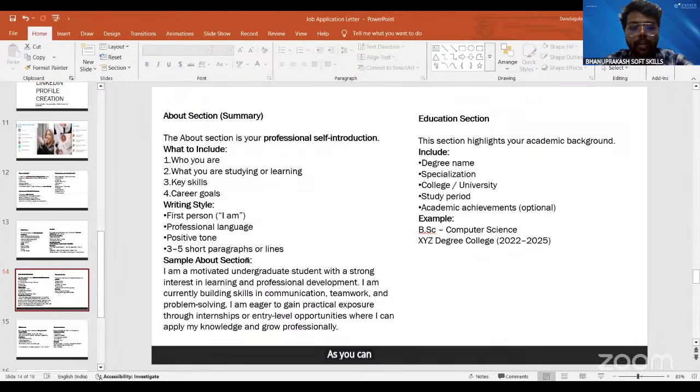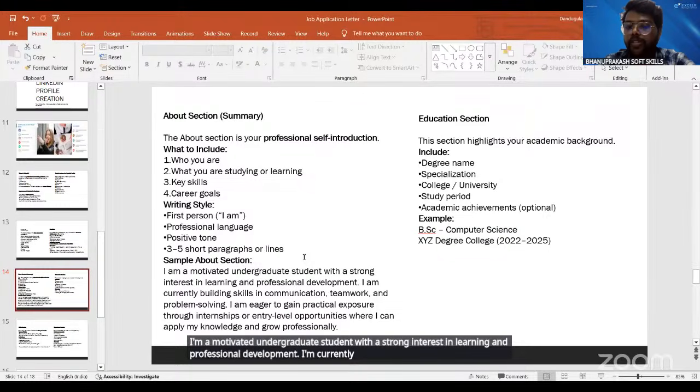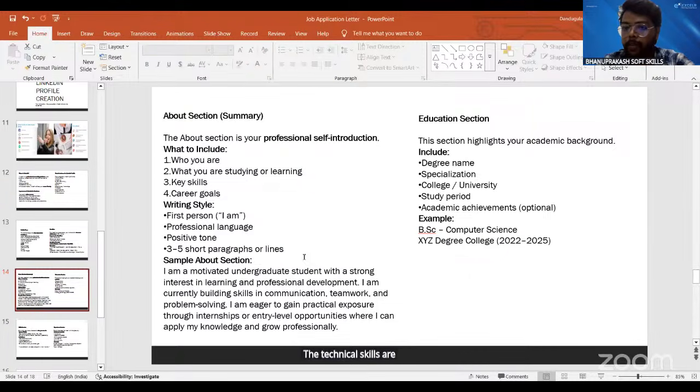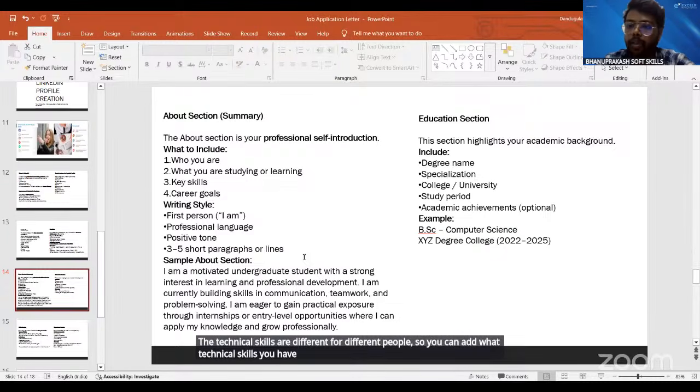As you can see, one example. I am a motivated undergraduate student with a strong interest in learning and professional development. I am currently building skills in communication, teamwork, and problem solving. As I mentioned, only soft skills, because the technical skills are different for different people. So you can add what technical skills you have in this section before the soft skills part. And soft skills are common for everyone. So whichever you feel is related to you, you can add it. As you can find, communication, teamwork, problem solving is very common for everyone. You can add the exact soft skills.